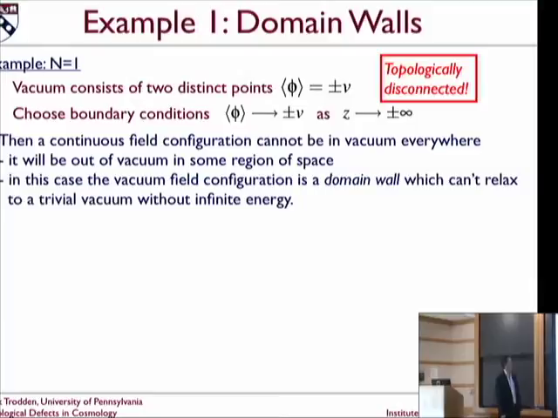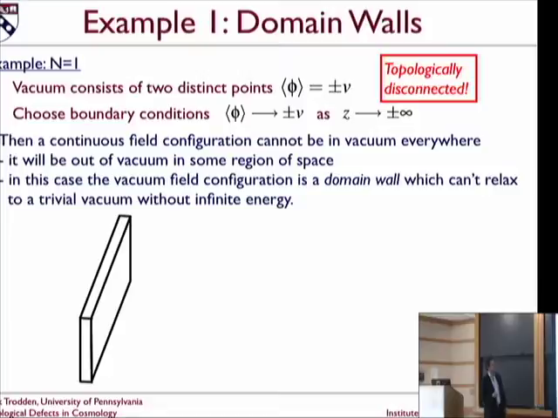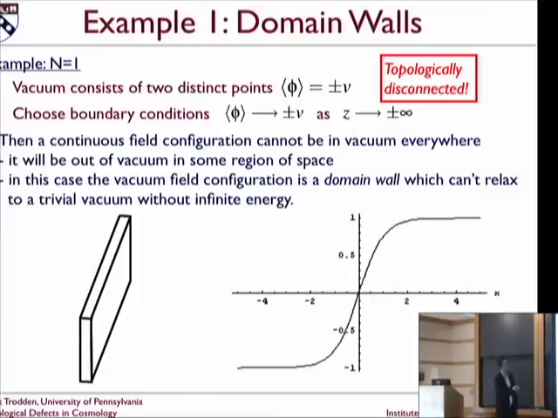The configuration that matters is a domain wall. Once you've set that up via these boundary conditions, here's the profile, this is x, and this is phi, so it's just a domain wall. Once you've set it up, there's no way for this to relax to the trivial vacuum without an infinite energy cost. So an object like this, invisible to the perturbative spectrum of the theory, is present in theories like this. Once you have it, there's no way to do away with it. And the reason it's stable is because of topology.